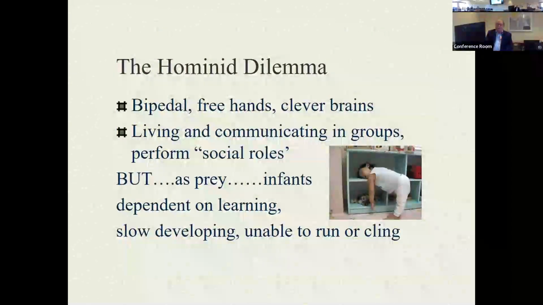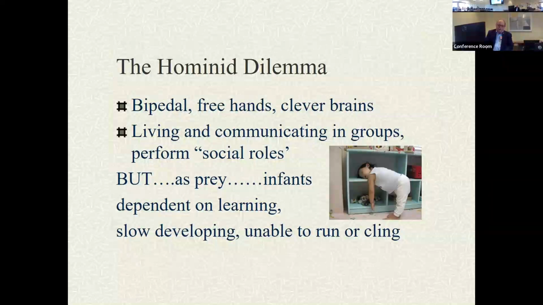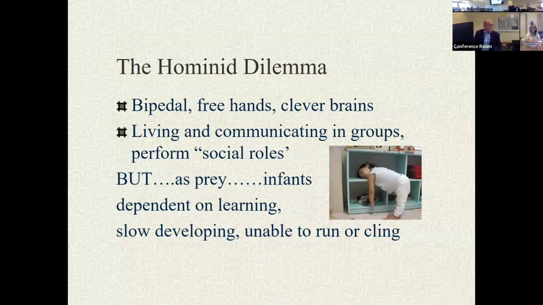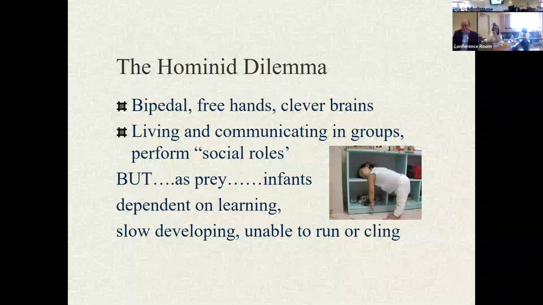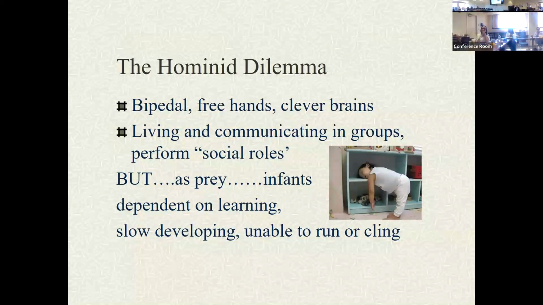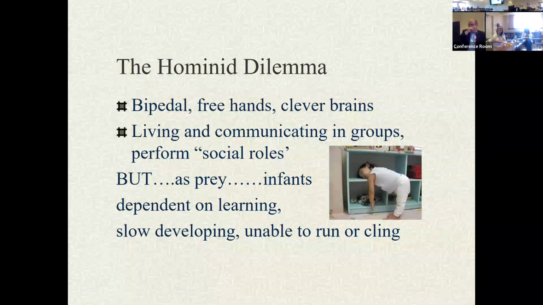So the hominid dilemma was we were originally bipedal, with hands and clever brains, but as prey. I have that same picture. I got it from Chuck Bass, and it probably came from you. Yeah. Everything originates from Dr. Strohl. Now that I see that. So living and communicating in groups, but as prey, infants are dependent on learning and slow development.